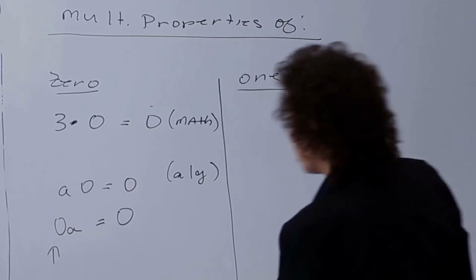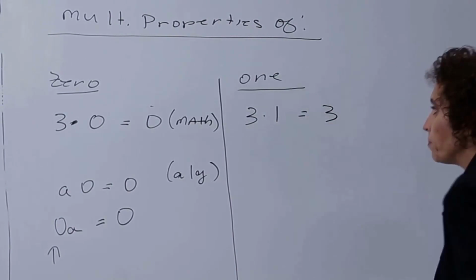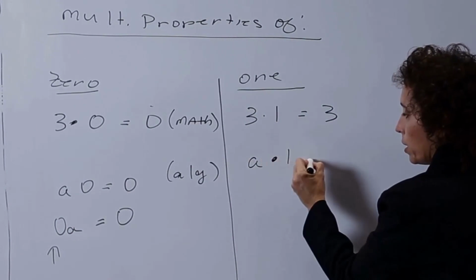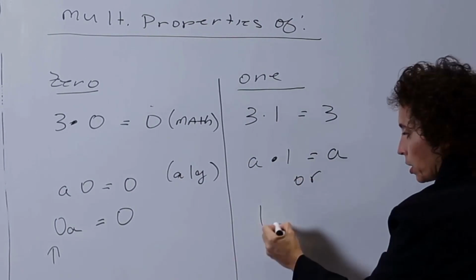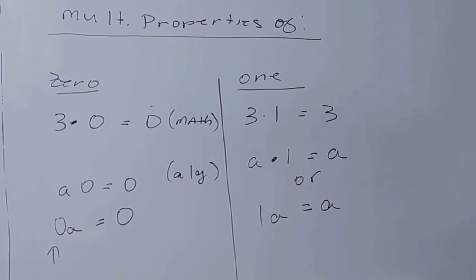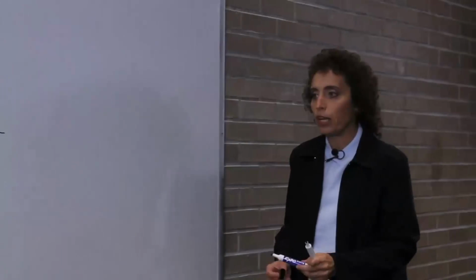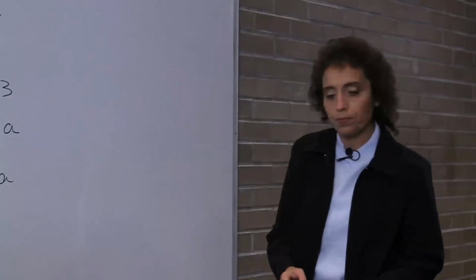The property of 1 tells me that any number times 1 is that same number. So for instance, 3 times 1 is 3, which means that a times 1 is a. But again, we generally put the number in front of the variable. So that would be 1a is the same as a. 1 times a is the same as a, which makes sense. If I have 1 a, I have an a. So it's the same thing. 1 times a is a. So that's the multiplication property of 0 and of 1.